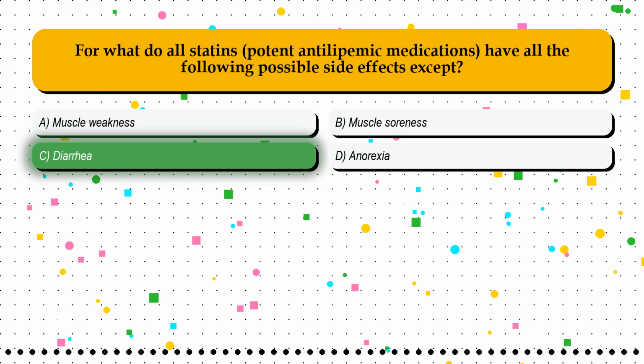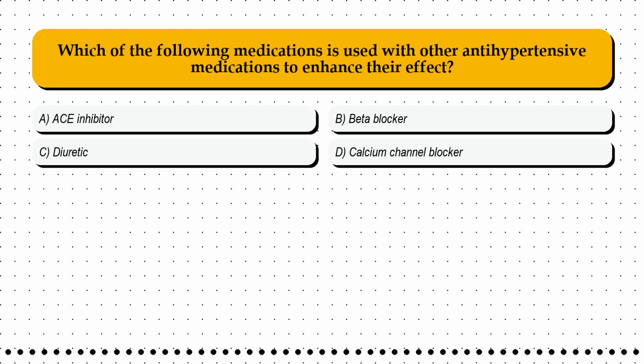The correct answer is option C, diarrhea. Question 108. Which of the following medications is used with other antihypertensive medications to enhance their effect? Option A, ACE inhibitor. Option B, beta blocker. Option C, diuretic. Option D, calcium channel blocker.